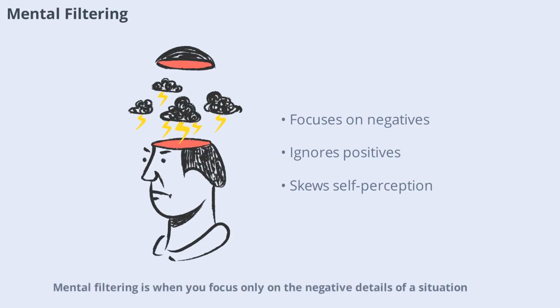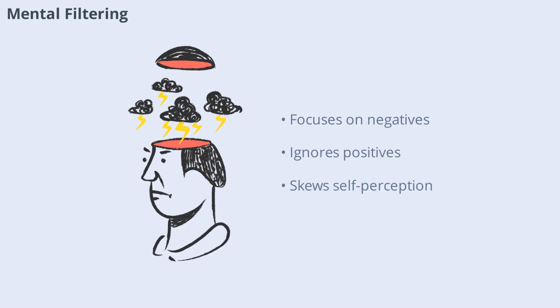Mental filtering is when you focus only on the negative details of a situation, ignoring anything positive. Imagine getting feedback at work with one small criticism and several compliments. If you dwell only on the criticism, that's mental filtering at play. This distortion can make you feel inadequate even when there's plenty of evidence that you're doing well. Learning to notice the positives, not just the negatives, can help you develop a more balanced perspective.